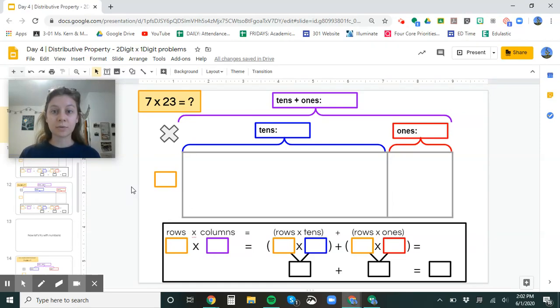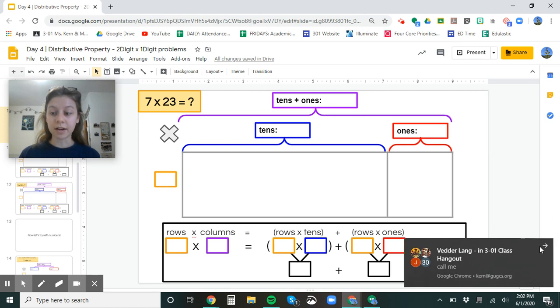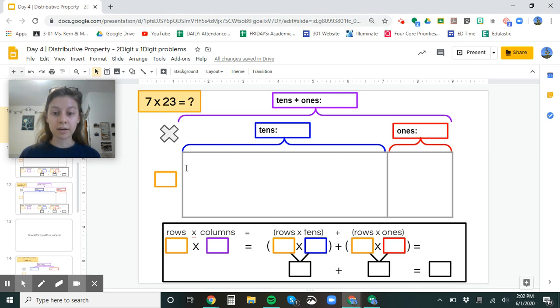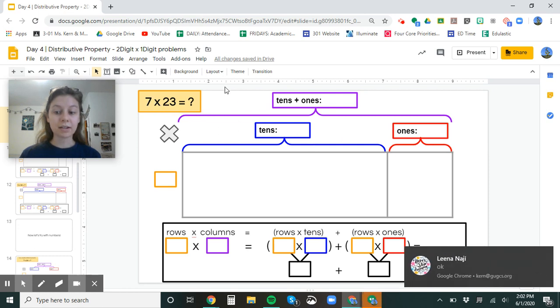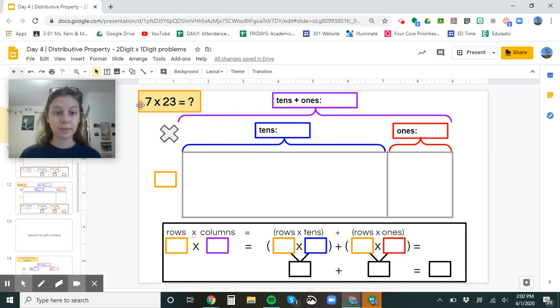Here is the next way you can represent a 2-digit by 1-digit multiplication problem. Here we have a grid or an area model. So we're going to find the area of this rectangle and the area of this rectangle to find the area of the entire rectangle. So here is our multiplication problem, 7 times 23.